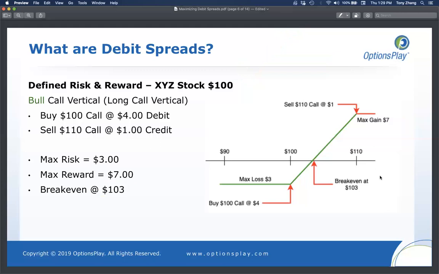Now, if this makes sense as to why you want to sell off that higher strike price in order to bring in some premium, reduce your risk and reduce your capital outlay, please type 4 into the chat window. Perfect. I see a lot of 4s. Great. So this is why you want to consider using a debit spread. And this is why I call it one of the most efficient ways to deploy your capital when you have a directional view on the market.